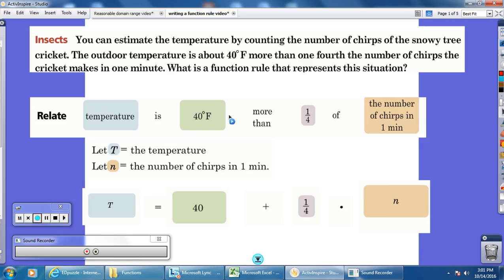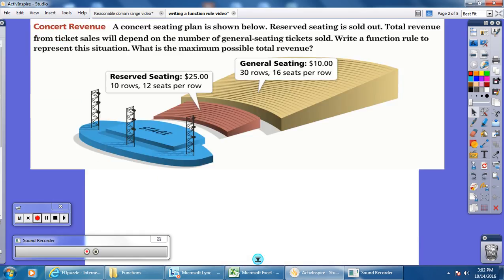So first we wrote it out, then we deciphered temperature, which we said was going to be T. The word is means equals, 40 is just a number, more than is plus, 1/4 is just a number, of is multiplication, the number of chirps in 1 minute, N. So now, here is our function rule: T equals 40 plus 1/4 N. There you go. Now, all of this looks hard, but it's really not that hard. Let's look at the next one.